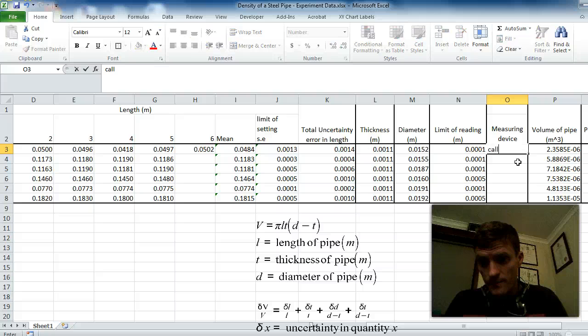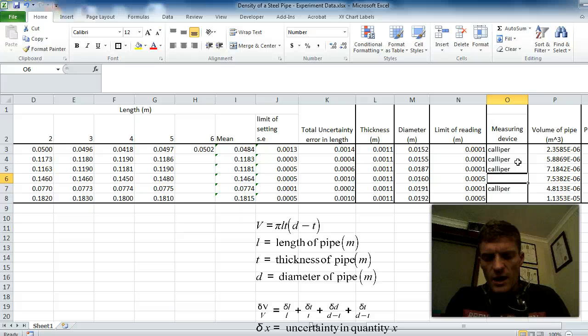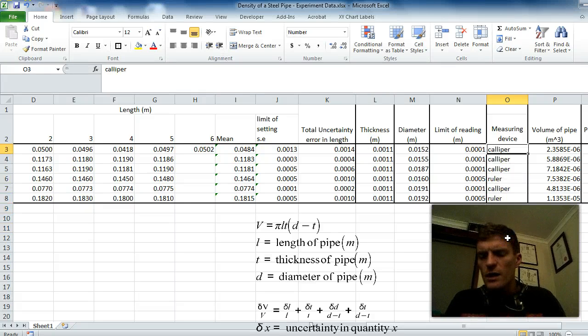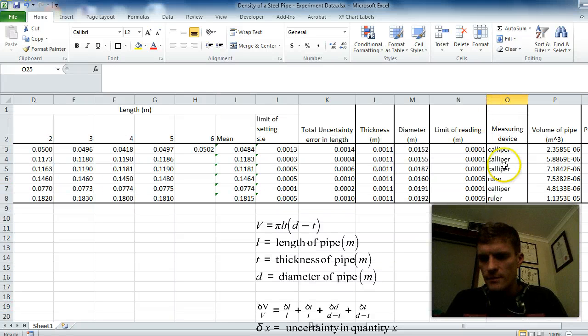That one was the caliper. And all the 0.0001 limit of reading errors are associated with using the caliper. And this one here, 0.5 mm, was using the ruler to measure the length. So this was the only time we swapped from a caliper to the ruler, when we were measuring the length.